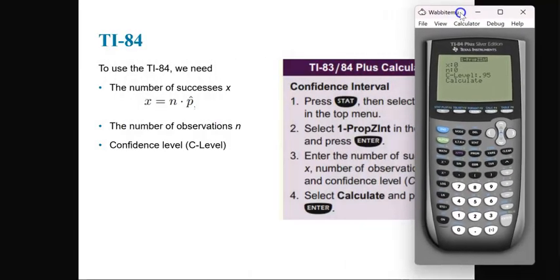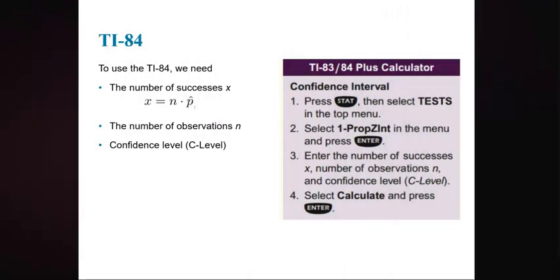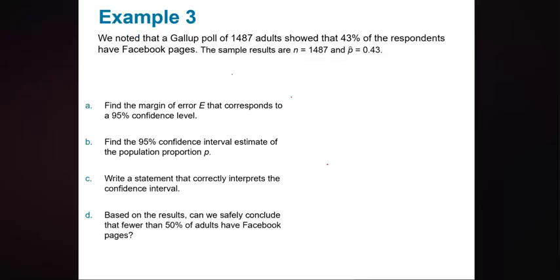All right, let's get started. We noted that a Gallup poll of 1,487 adults showed that 43% had Facebook pages. So we know that we are talking about a sample of 1,487 and the p-hat is 43. So it wants us to find the margin of error, and it wants us to find the 95% confidence interval. So I like to actually find the confidence interval first and then find the margin of error.